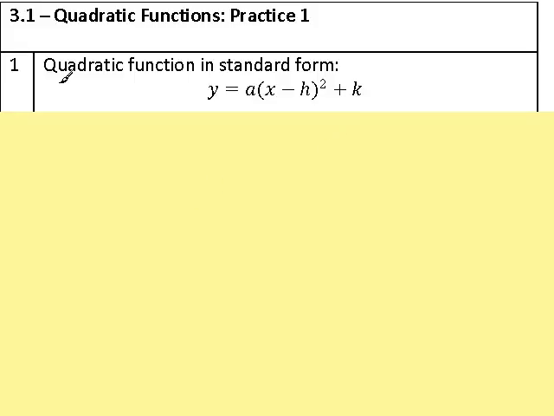In number one, we're going to talk about quadratic functions. So here's a quadratic function in standard form. The quadratic function has vertex (h, k). That's the vertex. So if the quadratic function's in standard form, we can get the vertex just by looking at this number and this number. And then let's look at the significance of a.